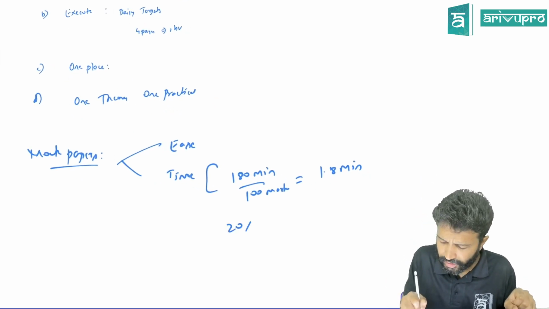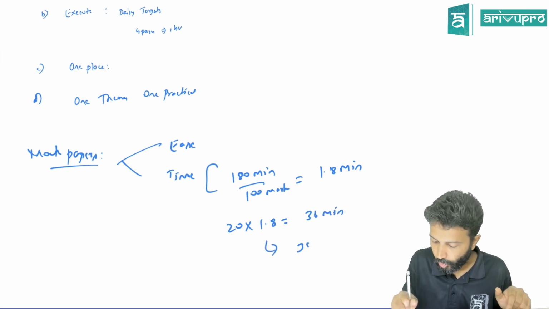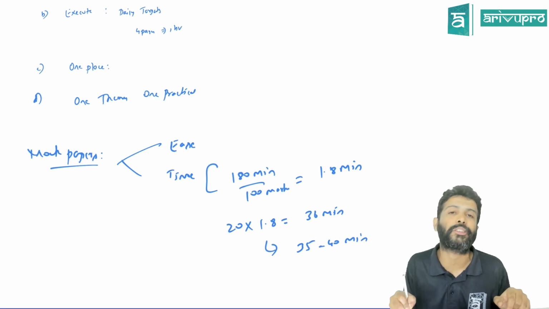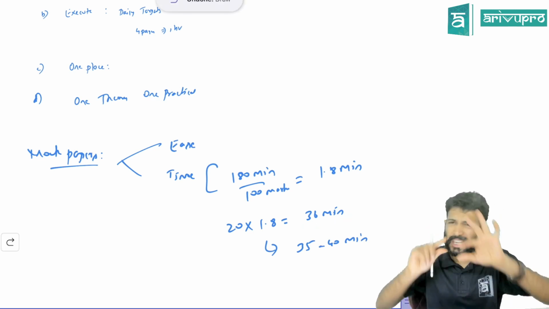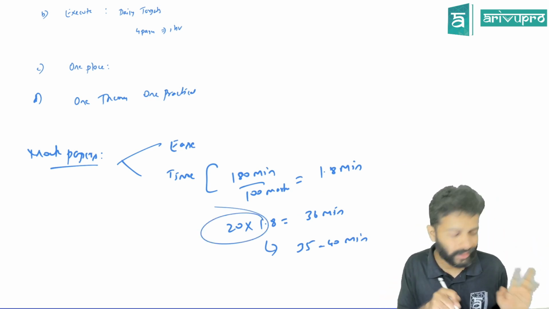Normally you get a 20 marker question. So 20 into 1.8 is 36 minutes. That's what I normally keep saying: a 20 mark question, you should not spend more than 35 to 40 minutes. Exactly 36 minutes, don't worry about. Keep a range, 35 to 40 minutes. Within that range, I should have completed a 20 marker question.